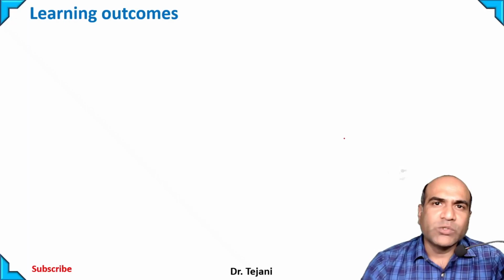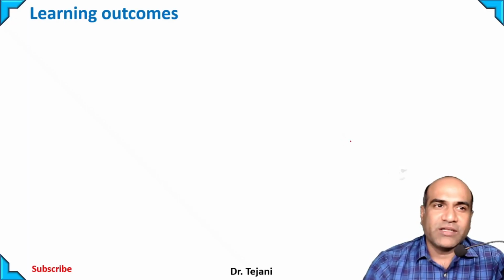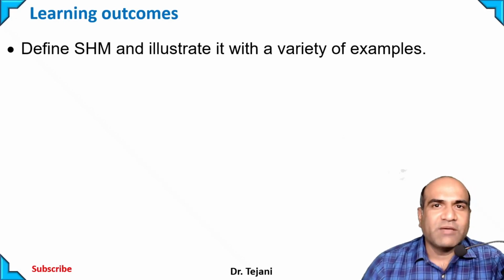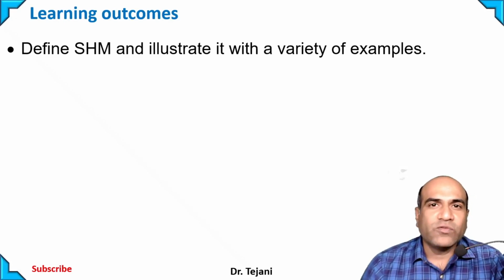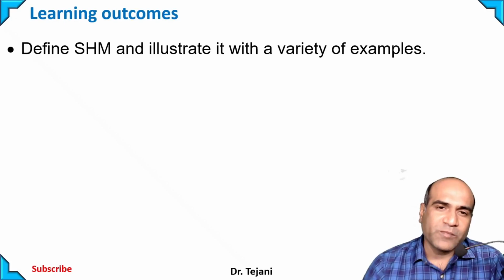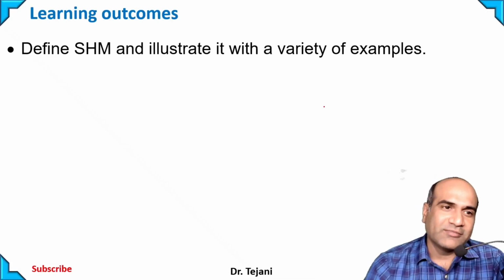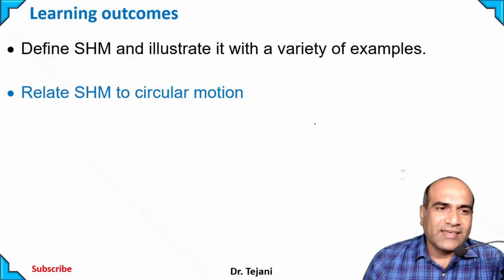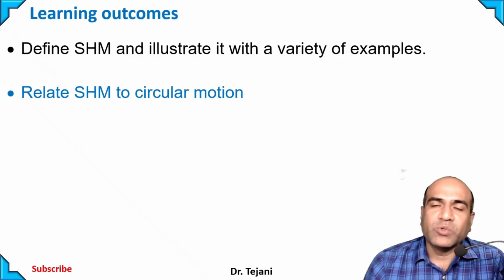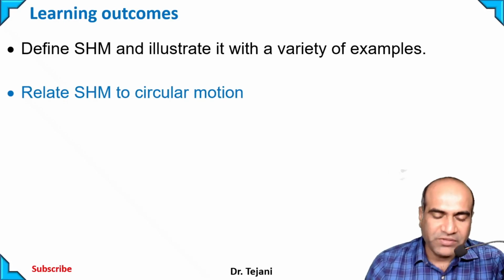Learning outcome: what are we going to target to learn in this chapter? First, define simple harmonic motion, then illustrate it with a variety of examples. What kinds of motion we can define as simple harmonic motion, and we will be having various examples, nature's examples. Then relate simple harmonic motion to circular motion. How a circular motion can be considered with simple harmonic motion, that we are going to see.